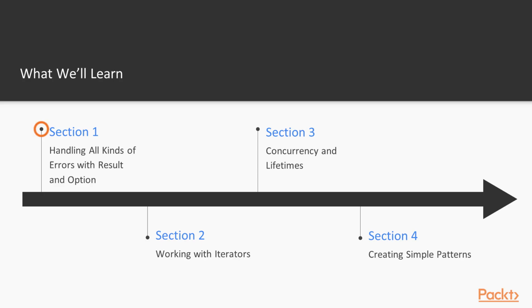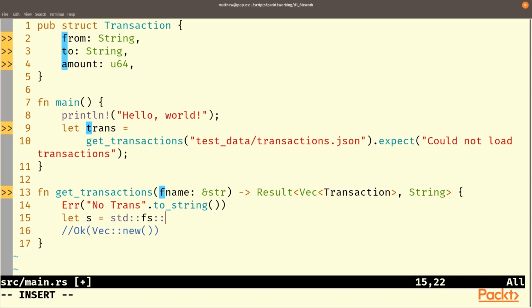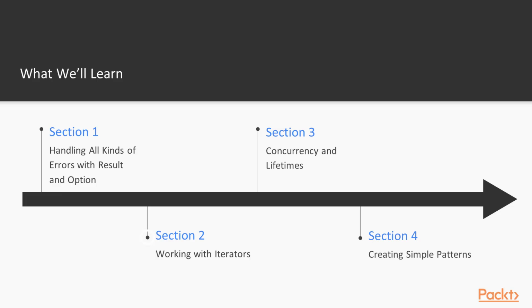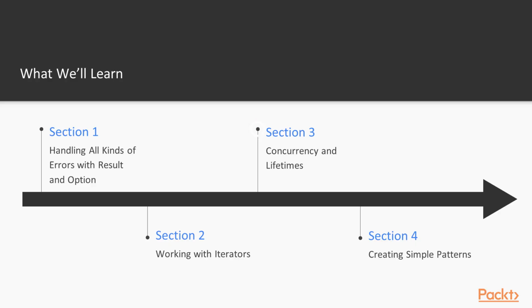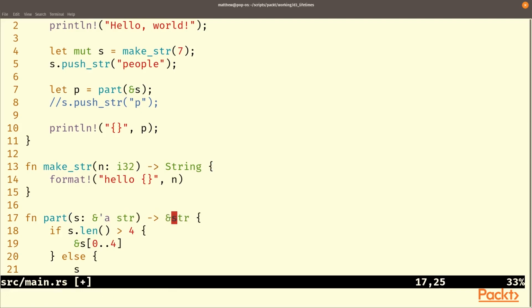In section 1, we're going to be looking at errors and how we can handle errors effectively using the Result and Option types. In section 2, we're going to be looking at iterators and how we can write them and use them in a way that makes our code fit the functional style. In section 3, we're going to be looking at concurrency and lifetimes.